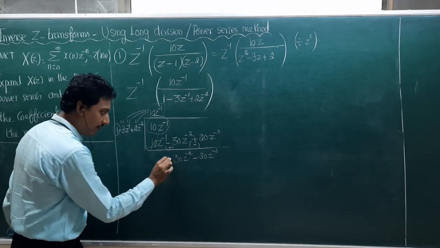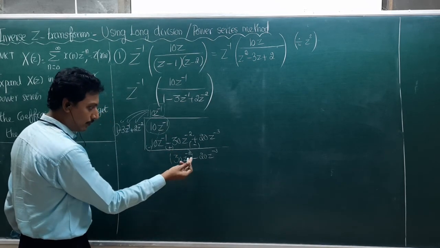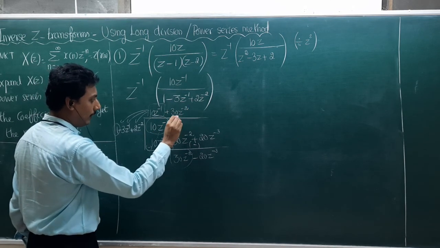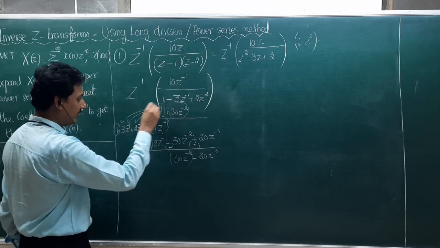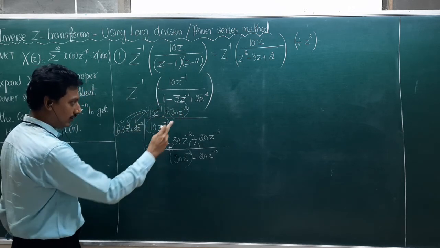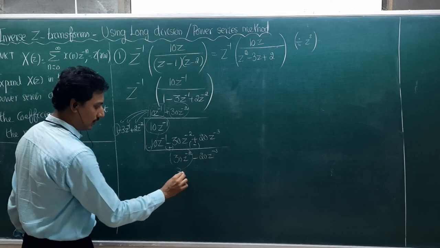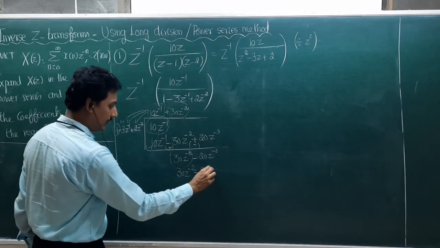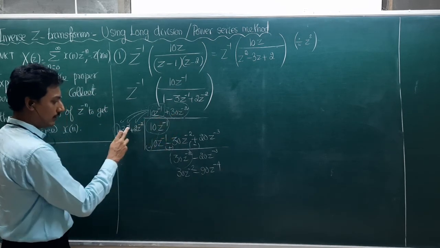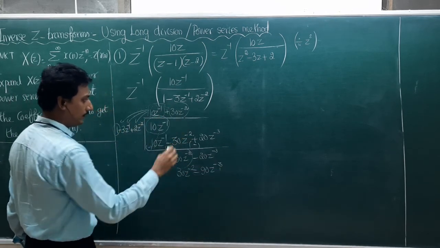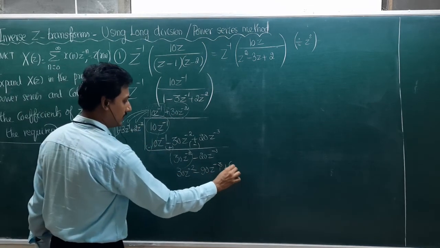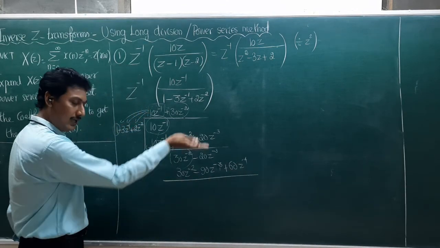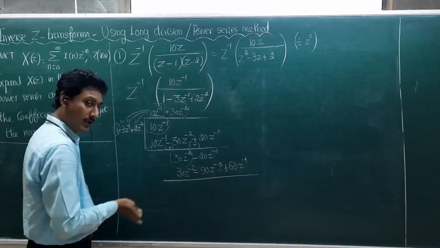Once again, what is the perfect divisor of this term? Yeah, 30 z power minus 2 by 1. So this is plus 30 z power minus 2. Now multiply this term to each and every term of the divisor. 30 z power minus 2 into 1 is 30 z power minus 2. 30 z power minus 2 into minus 3 is minus 90 z power minus 3, because minus 2 minus 1 is minus 3. Yes. 30 into 2 is 60, so 60 z power minus 4. So you see that the powers are going in increasing order. That's called a power series.